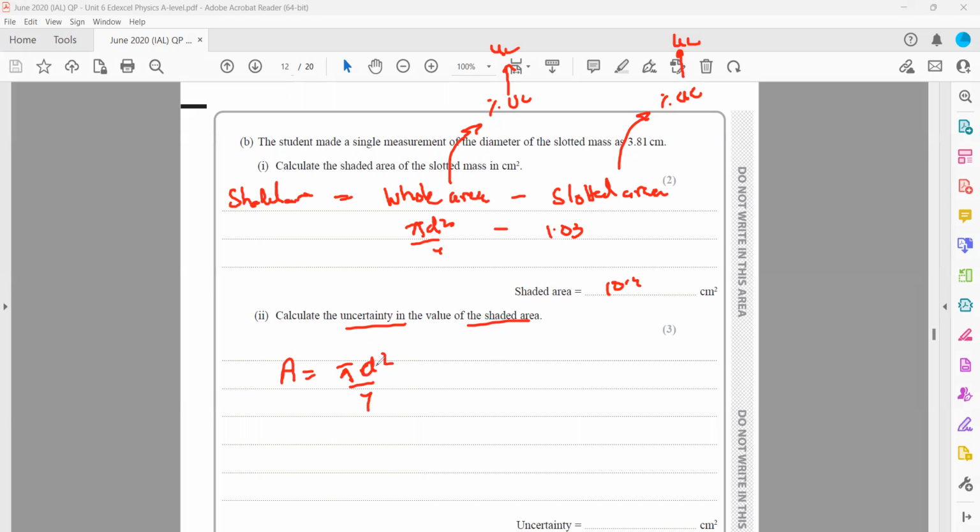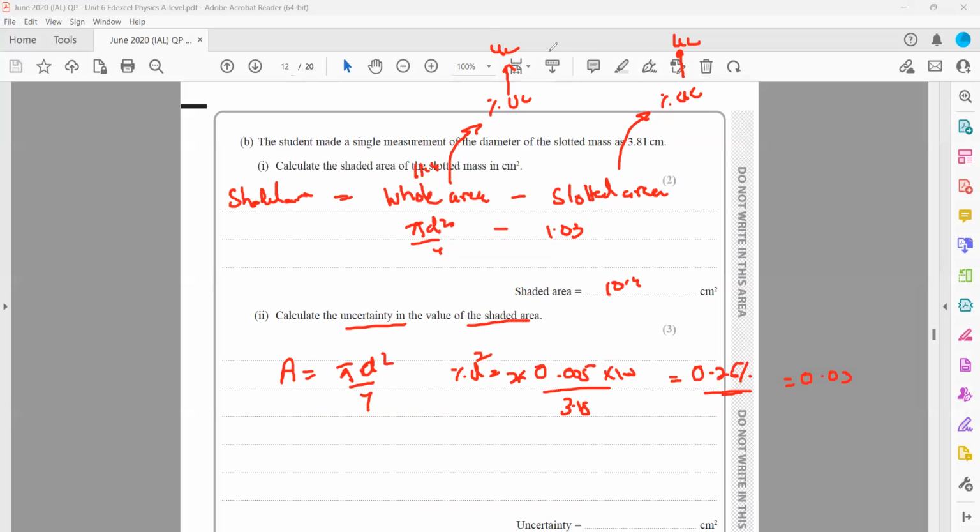So the percentage uncertainty in D was the smallest value, which was 0.05 divided by the value recorded into 100. But if it is D square, then this will be multiplied by 2, and if it was D cube, multiplied by 3. That's how we got the uncertainty, which was 0.26%. And then we find 0.26% of the total area to get the uncertainty, because the whole area was 11.4. So when we take this one, we got 0.03. And then the uncertainty in the slotted area, we already calculated in the previous part, that was 0.02.